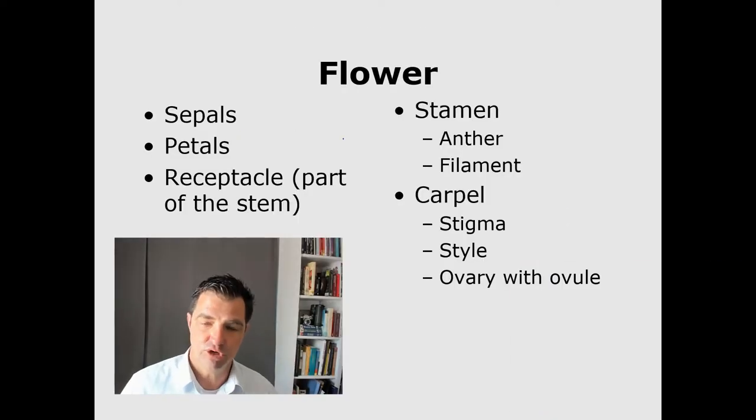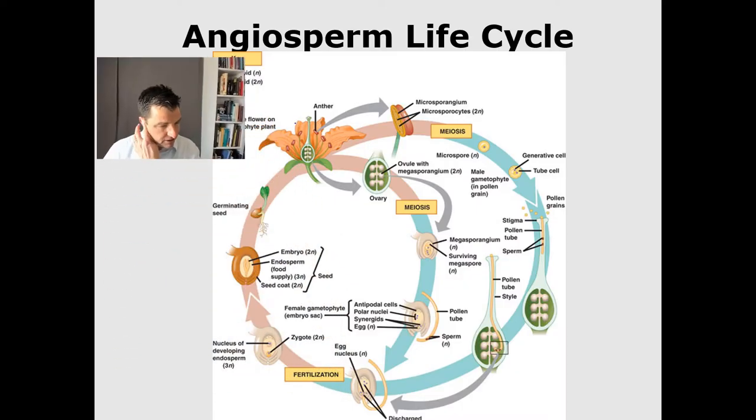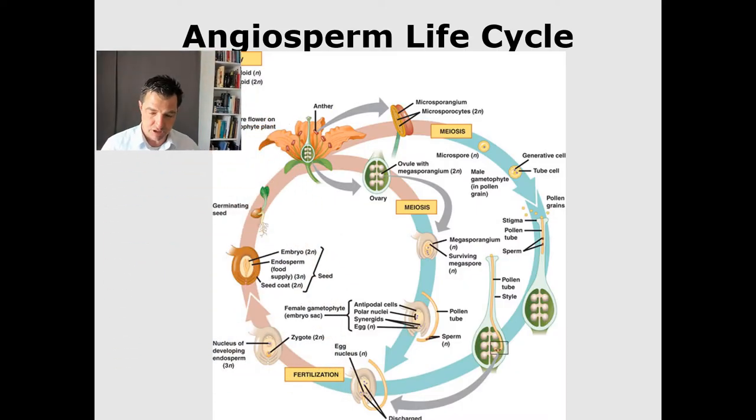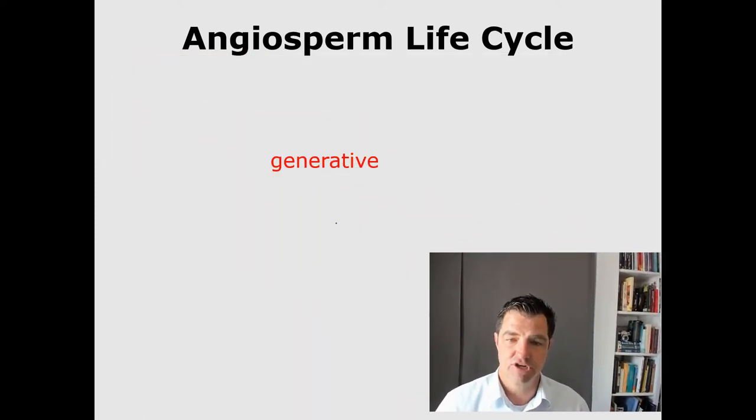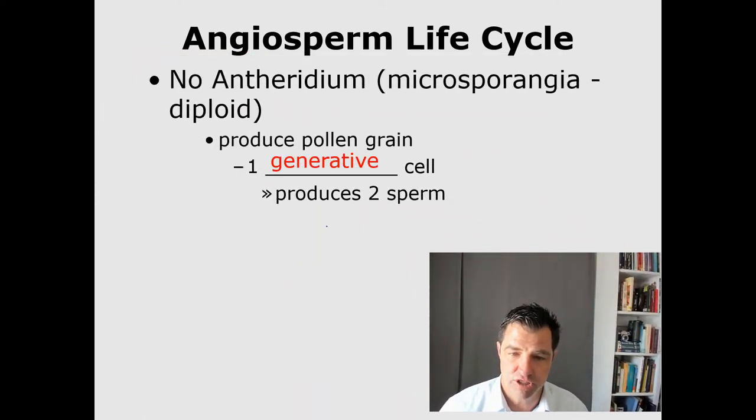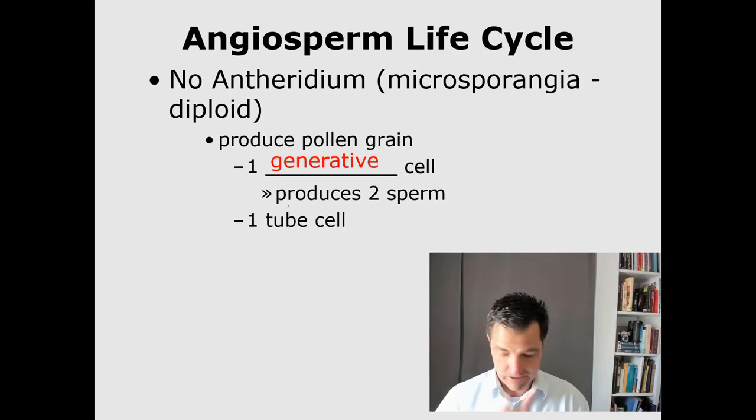So let's go through the basic parts of a flowering plant now. Just like we did with the pine tree, we're also going to have an angiosperm or flowering plant life cycle, which is more complex than the pine tree and very interesting in a lot of ways. So I'm going to walk you through this. And I'm also going to put up a separate drawing that shows you my sketch that I normally put up in lecture. So we'll start with the male portions of the flower.